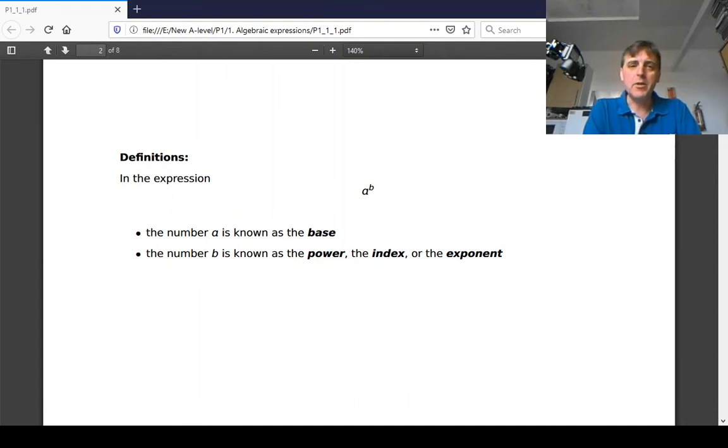But before we get into it, let's give ourselves a bit of vocabulary here, some terminology that we may find useful. So if we have a relationship like a to the power b, a to the b, the number a is known as the base, and the number b has lots of different names, which actually all mean the same thing. We sometimes use the word power or index or exponent to represent that number. If we had lots of these things, we might say powers or indices or exponents.